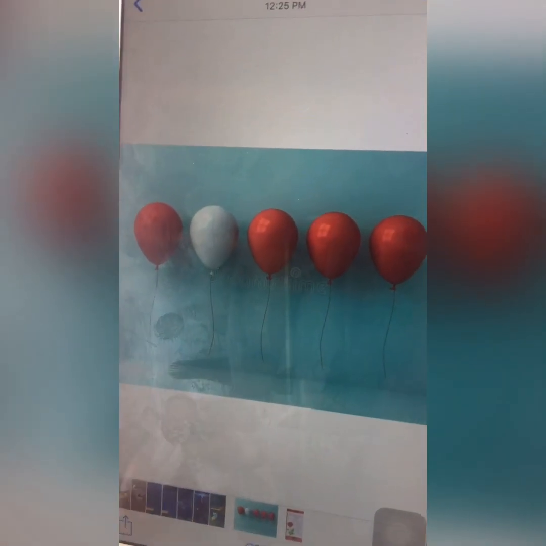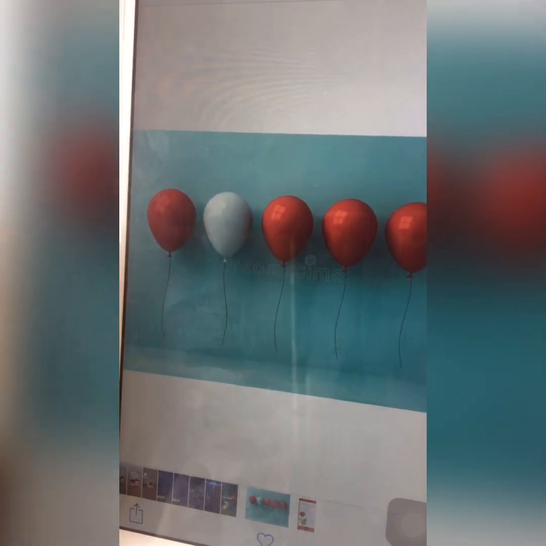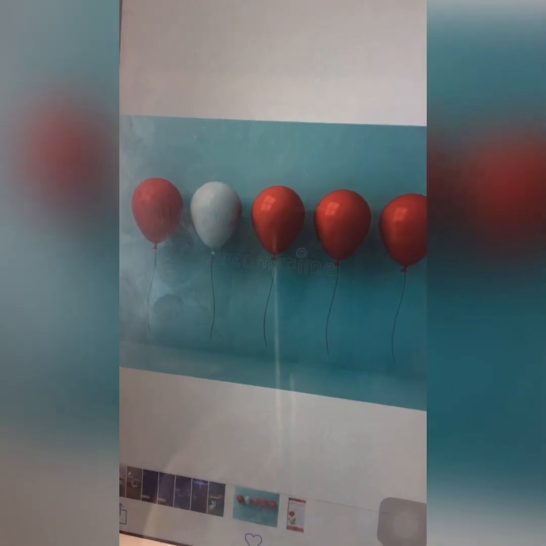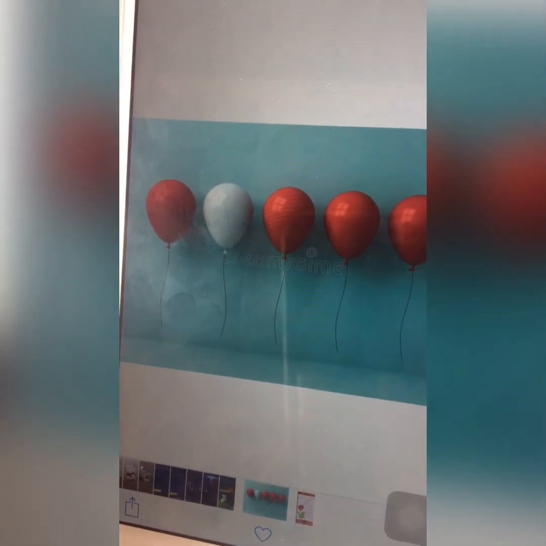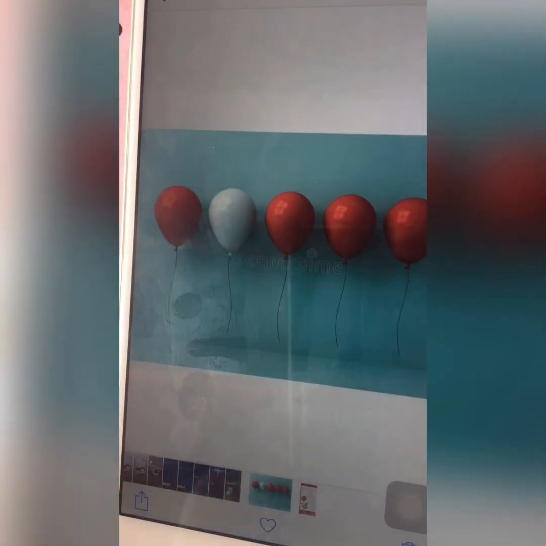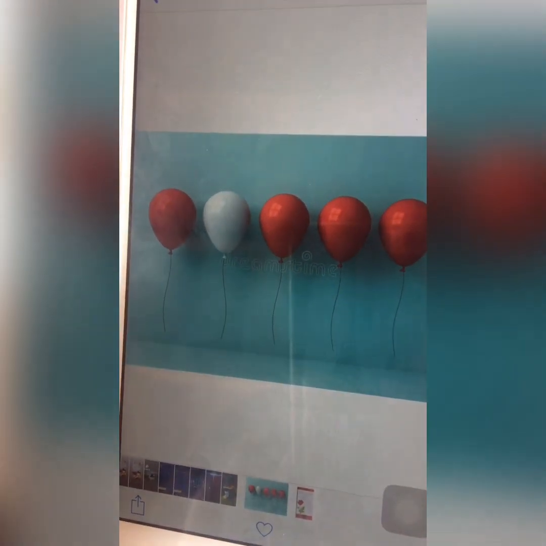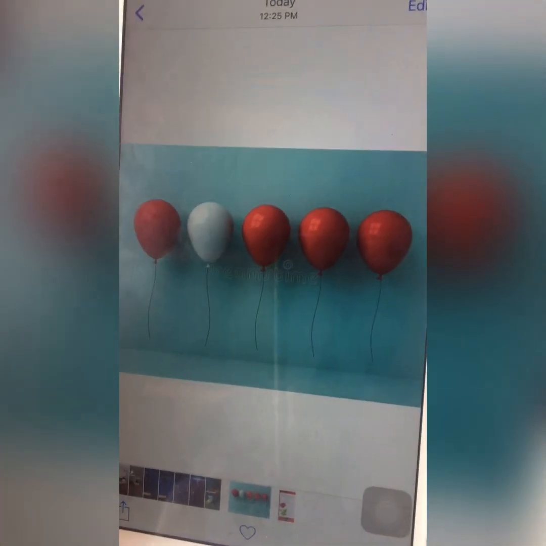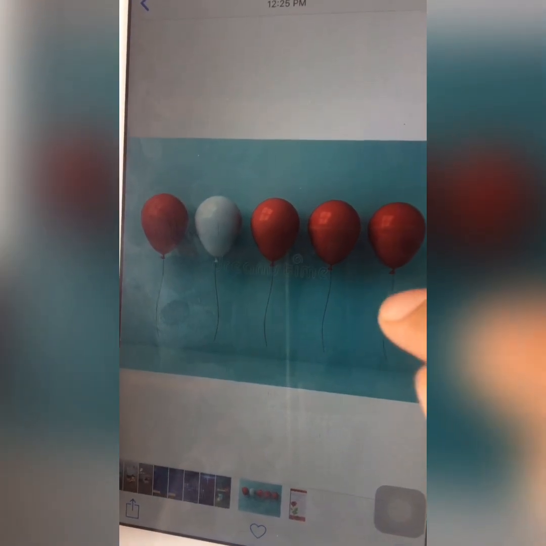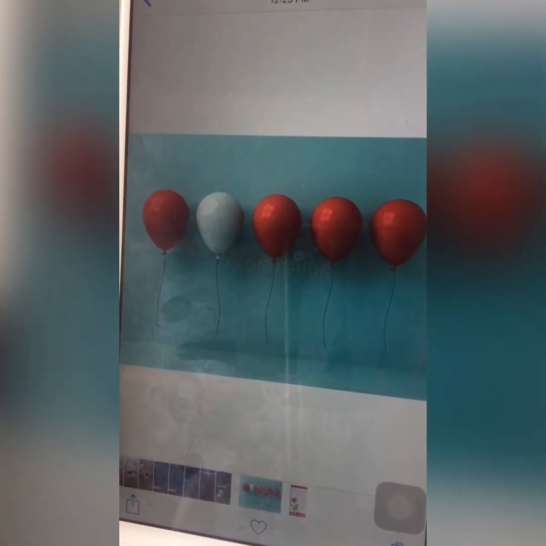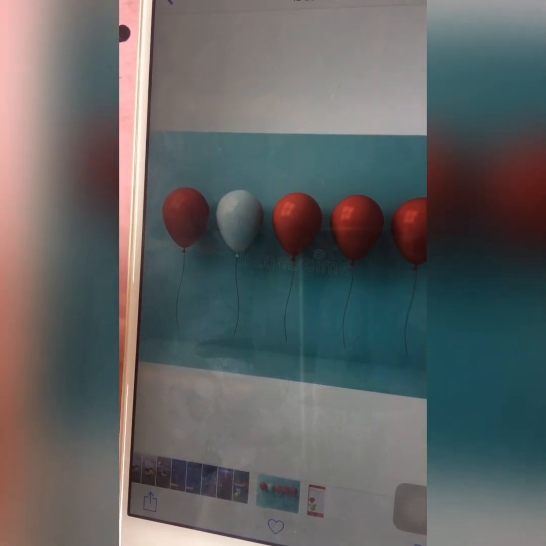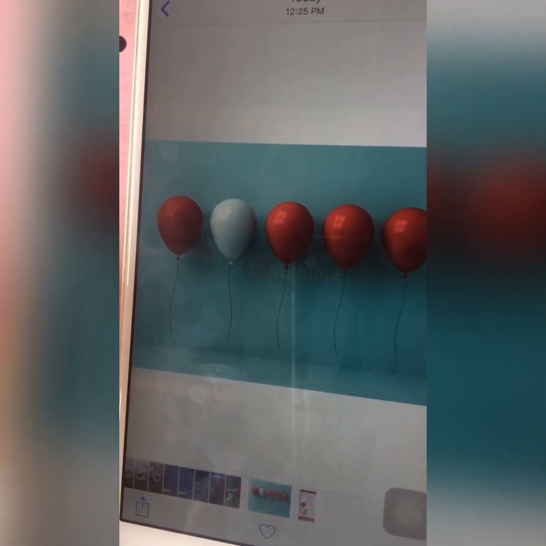So the different thing is color. Four balloons are red, but one balloon is white. So the difference is called color. Okay, so today you're going to learn one word that we call different. So different, you find something that is not the same, even though it's a balloon, but one thing that is not the same. So if talking about this balloon, what is not the same is color.